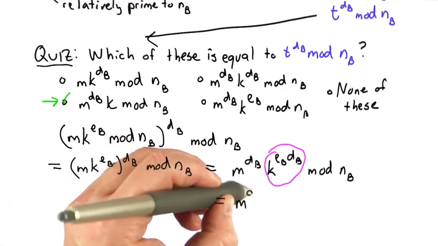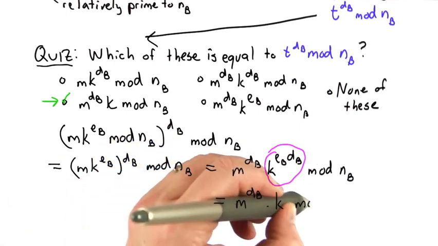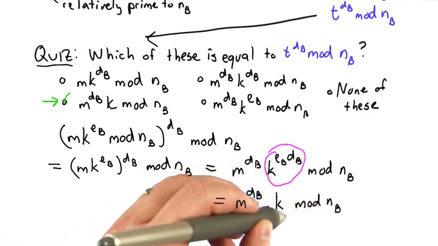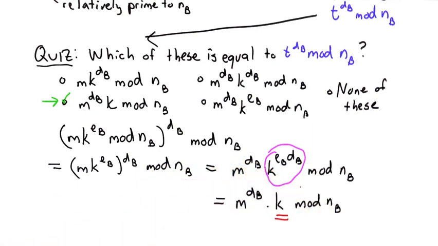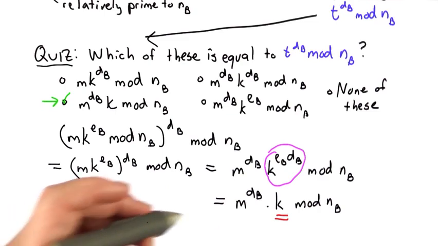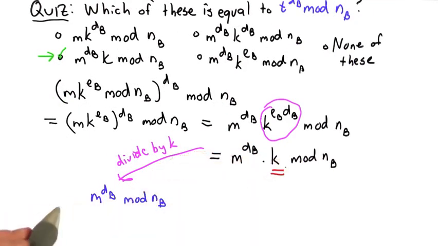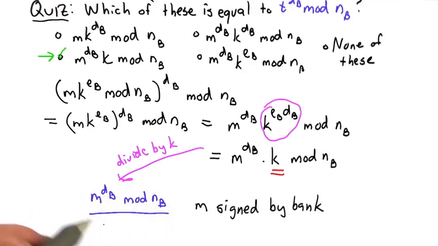And so we get m to the db times k mod nb. Well, this value k, that was the random value selected by Alice. So she can just divide that out. And by dividing out the k, she gets m to the db mod nb, which is exactly what she wanted. That's the message m signed by the bank.